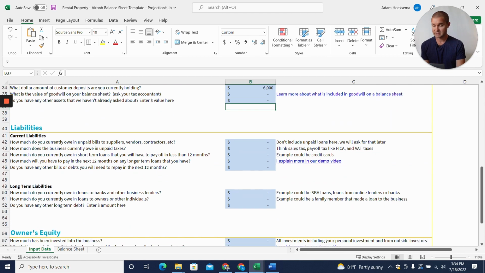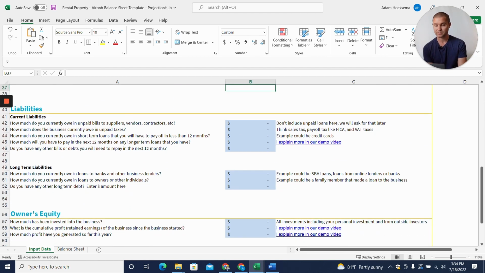So there's your assets. Now jumping to liabilities. What do we owe suppliers, vendors, contractors? Maybe $5,000. Do we have any unpaid taxes? No. Short-term loans, so maybe credit cards. Say we owe $4,000 on a credit card.